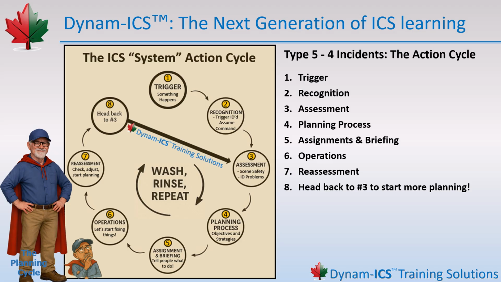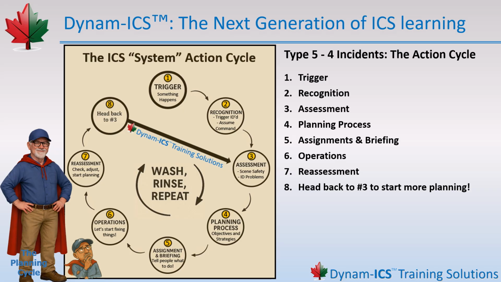Before we move further into the planning P, it's important to pause and connect this back to the Dynam-ICS action cycle, which we covered in detail in part 2 of this video series. For Type 5 and Type 4 incidents, this action cycle is the primary way incidents are managed from start to finish. Something happens, it's recognized, the situation is assessed, a plan is formed, assignments are given, work gets done, and then the situation is reassessed.